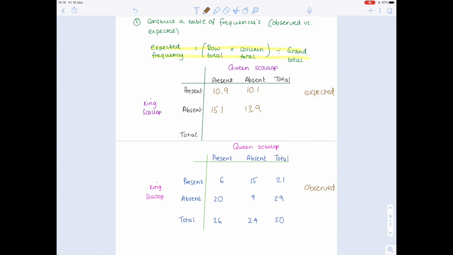Okay, now work out the total for each row. So 10.9 plus 10.1 is 21. 15.1 plus 13.9 is 29. 10.9 plus 15.1 is 26. 10.1 plus 13.9 is 24. Our total again is 50.